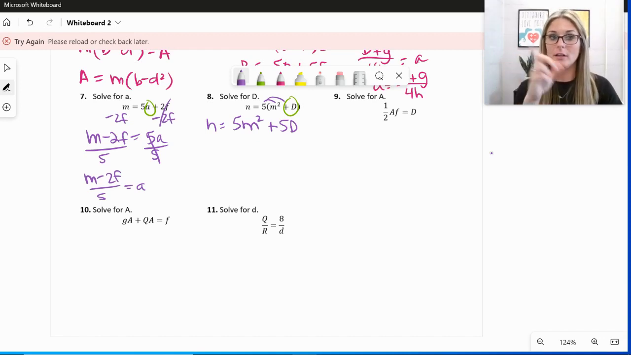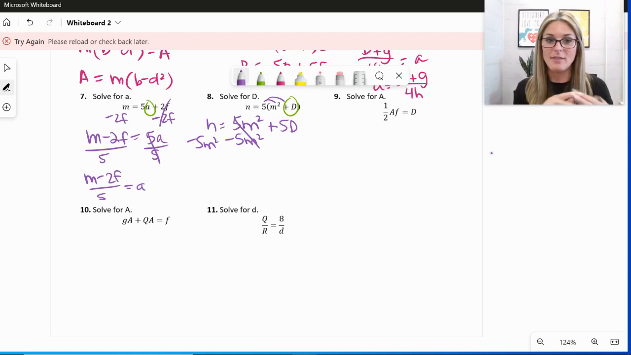So just like we did on the last problem, get rid of the extra term, not the 5D, get rid of the 5m squared. It's positive, so subtract 5m squared from both sides. On the left side, N and minus 5m squared are not like terms.